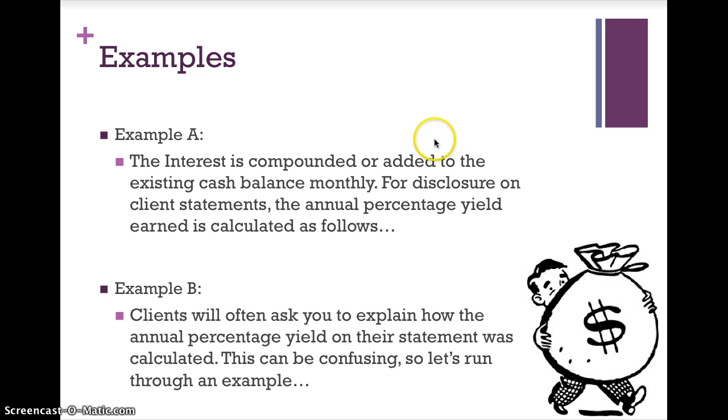So here are some examples. Example A says the interest is compounded or added to the existing cash balance monthly. For disclosure on client statements, the annual percentage yield earned is calculated as follows. Okay, so that was example A. Example B says clients will often ask you to explain how the annual percentage yield on their statement was calculated. This can be confusing, so let's run through an example.